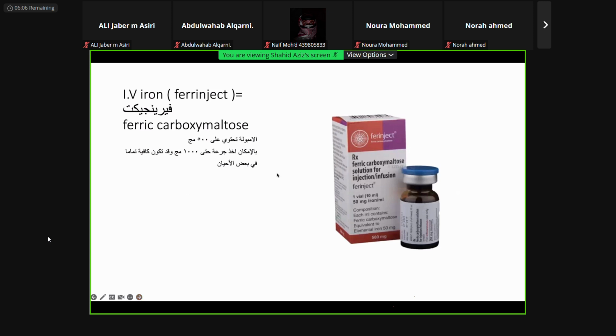Some patients cannot tolerate oral iron, or they have a contraindication to oral iron because of side effects. Then you give them intravenous iron. This is ferric carboxymaltose iron, a very useful form of intravenous iron. You give it in 1 or 2 doses, 500 milligrams or 1000 milligrams, and you just give it once.